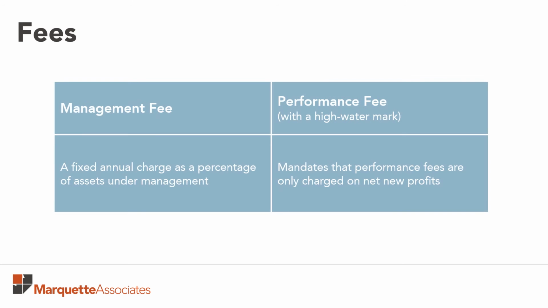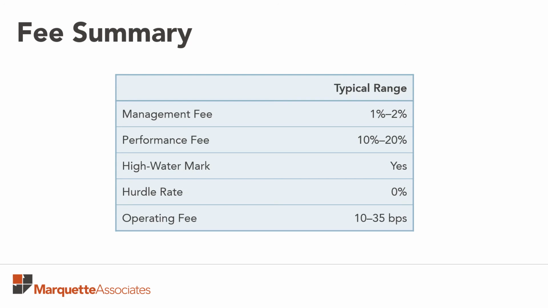Fees are one area clients must consider before investing in a hedge fund, as they charge both a management and performance fee. Management fee is a fixed annual charge as a percentage of assets under management. Performance fees are only charged on new profits made in the fund. This fee summary should give clients a good idea on typical fees we see from hedge fund managers. An operating fee are expenses associated with executing day-to-day management and operation of the investment strategy.